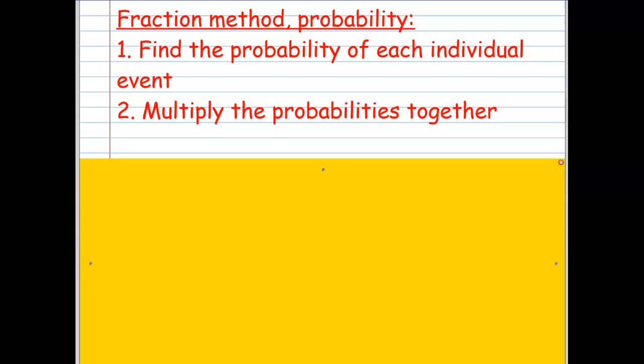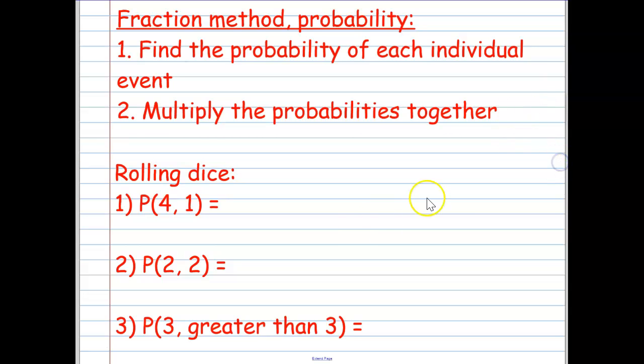Okay, so hit pause, copy that into your notes. So the fraction method for probability is to find the probability of each individual event and multiply them together. So hit pause, copy this down, and then we'll get some examples in those notes.